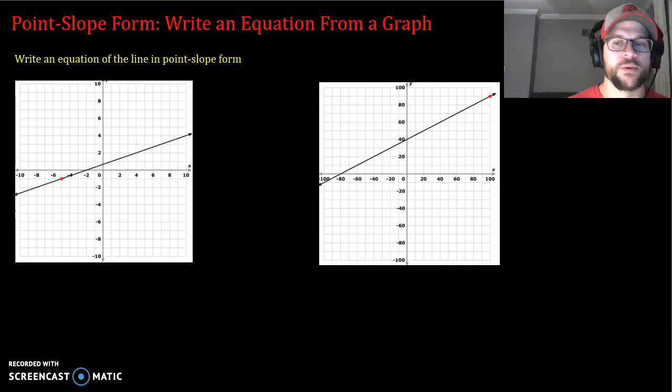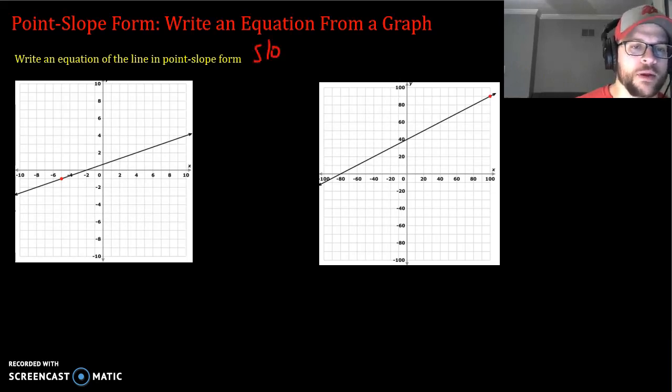Alright, in this tutorial we are going to go over how to write an equation when looking at a graph in point-slope form. So remember, the only two things that you need in order to write an equation are its slope and any point.